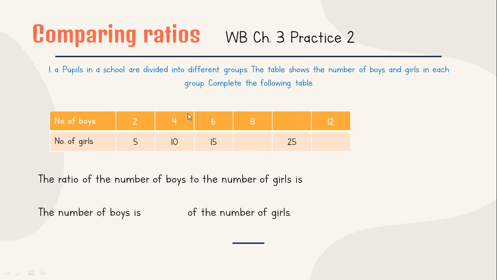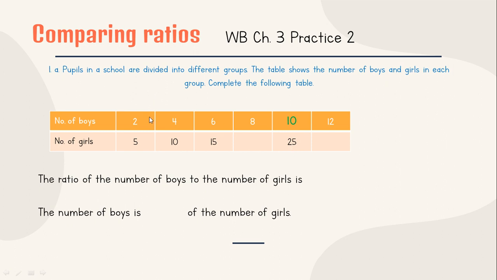As you can see, this table is not complete. We have this missing, and this missing. But don't worry, because we have our clue. The ratio of boys to girls will be 2 to 5. So what will it be? 2 to 5, because this is 5, and then this one must be 10. Why? 5 times 2, of course.